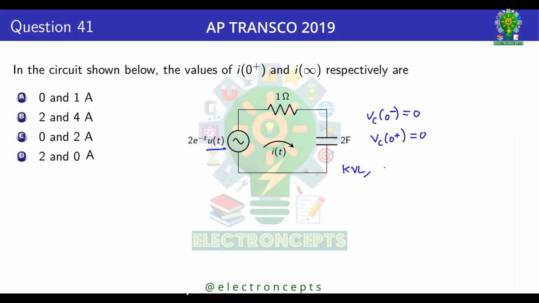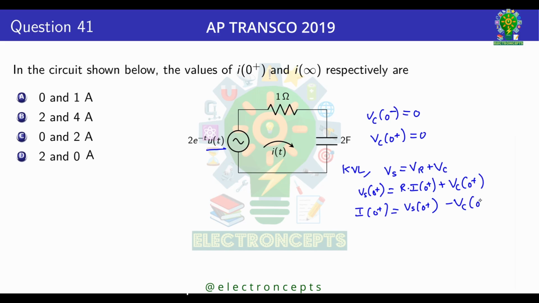Now from KVL, Vs is equal to Vr plus Vc, and from this equation we can write Vs of 0 plus is equal to the voltage across the resistor, Vr, which is I into R, that is R into I of 0 plus, plus Vc of 0 plus. From this, I of 0 plus can be written as Vs of 0 plus minus Vc of 0 plus, divided by R. So I of 0 plus is equal to Vs of 0 plus, which is 2, minus Vc of 0 plus, which is 0, divided by R, which is 1 ohm, which is equal to 2 amps.